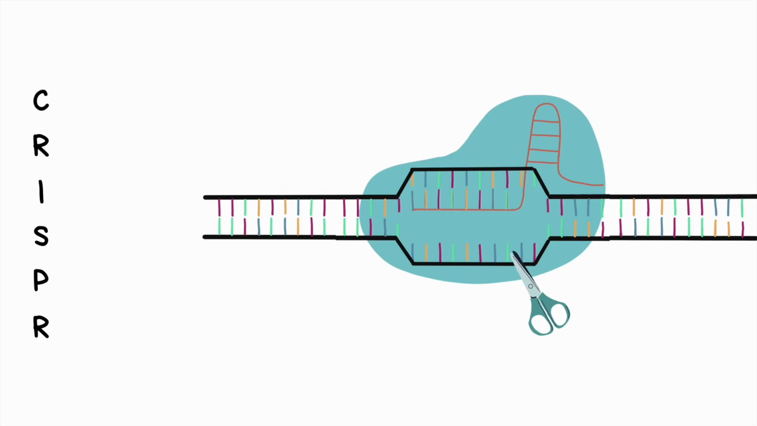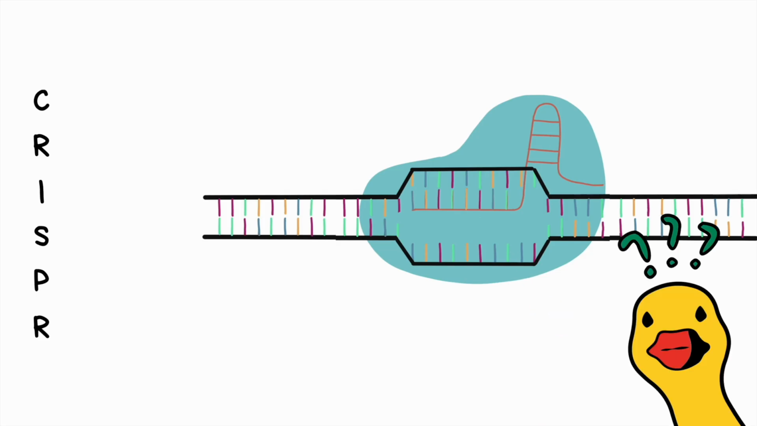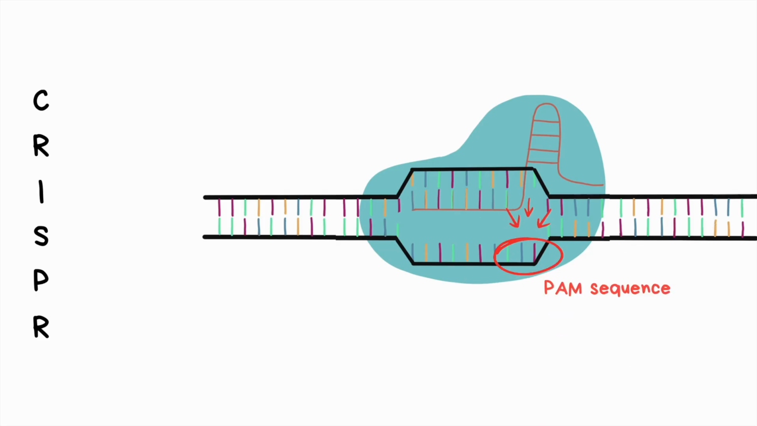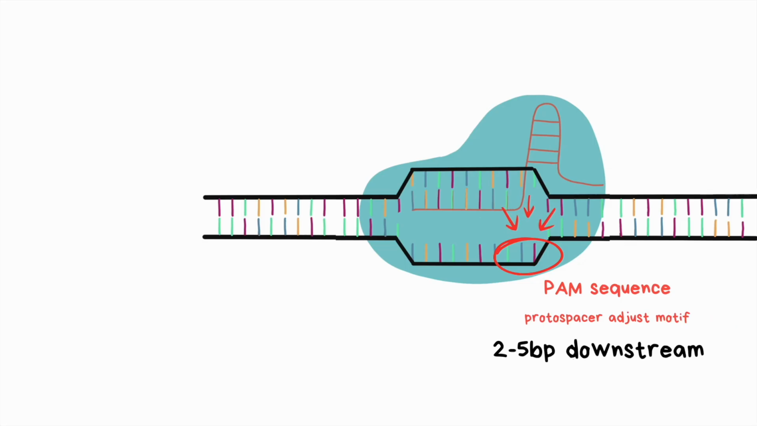But how does the Cas9 know where to cut? This is where the PAM sequence plays an important role. The PAM sequence, or also known as the protospacer adjacent motif, helps the Cas9 identify between self and non-self. It is usually located 2 to 5 base pairs downstream of the target DNA sequence. The PAM sequence is different for each organism and also depends on what Cas enzyme is used.